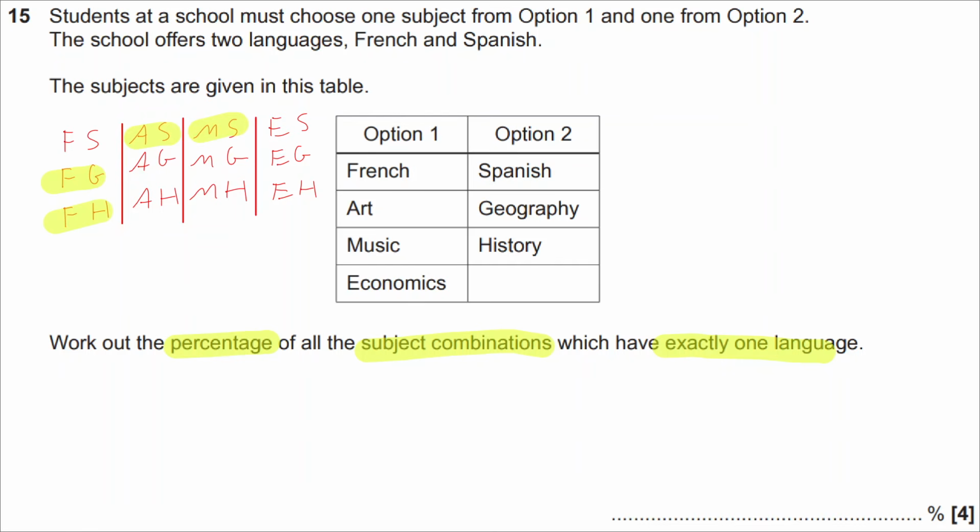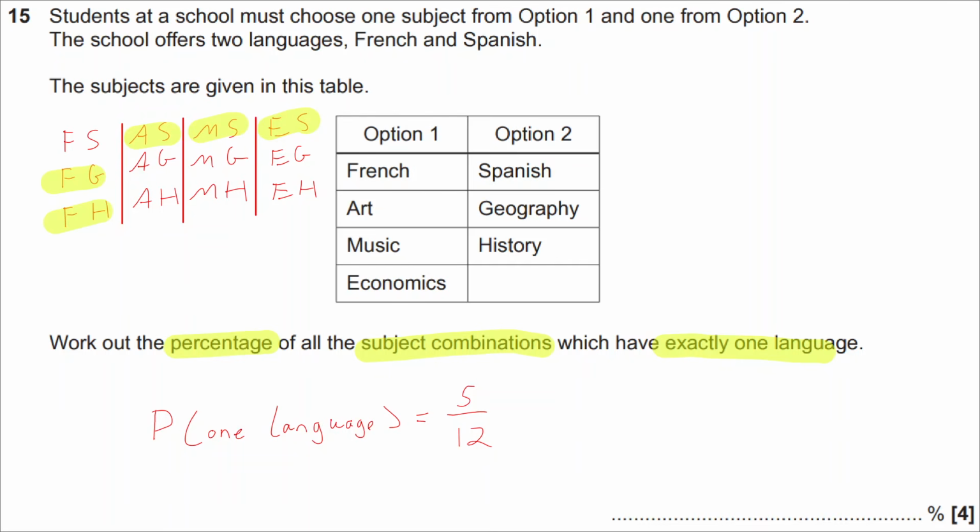Math, geography, math, history, no. You've then got economics and Spanish, no, and then no. So you can say that the probability, capital P, of getting one and only one language, you don't need to write this, but I'm just being a little bit fancy about this, is going to be equal to, you can see you've got 1, 2, 3, 4, 5 successful outcomes out of a total 1, 2, 3, 4, 5, 6, 7, 8, 9, 10, 11, 12. You've got 12 outcomes there.